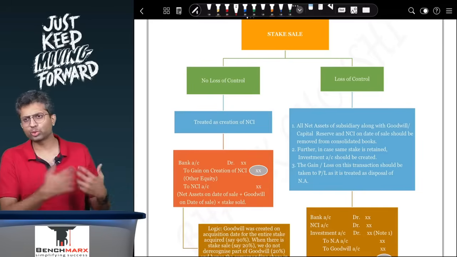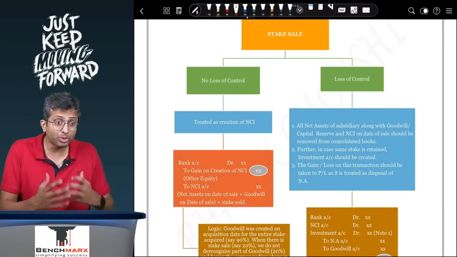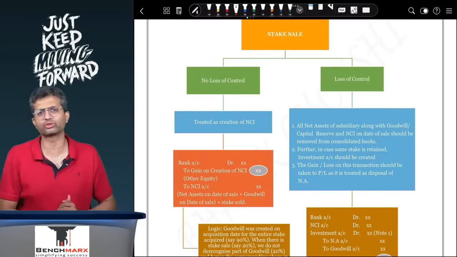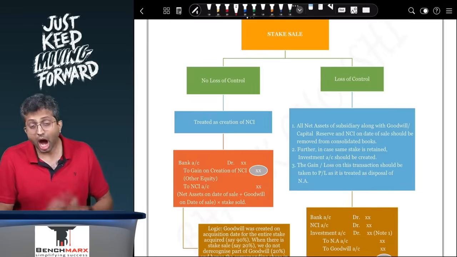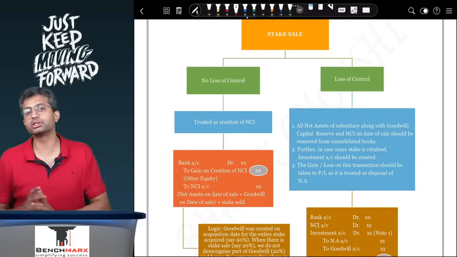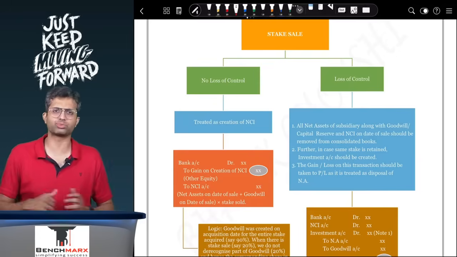Can that go to other equity or P&L? Well, we can take it to the P&L account, because this transaction is treated as a disposal of net assets transaction, in which case a gain or loss can go to the profit and loss. However, we are discussing this considering the stake sale results in a loss of control and you have no investment left.